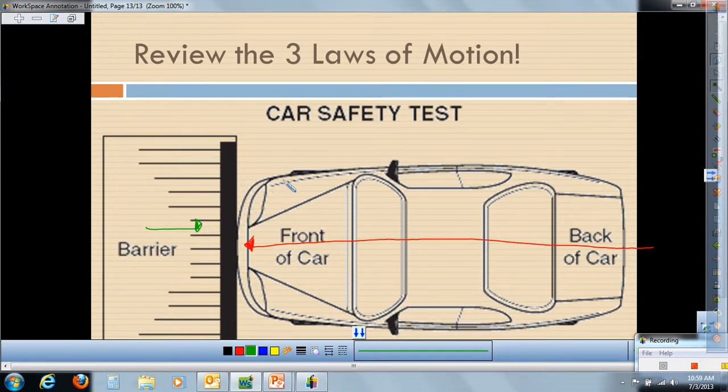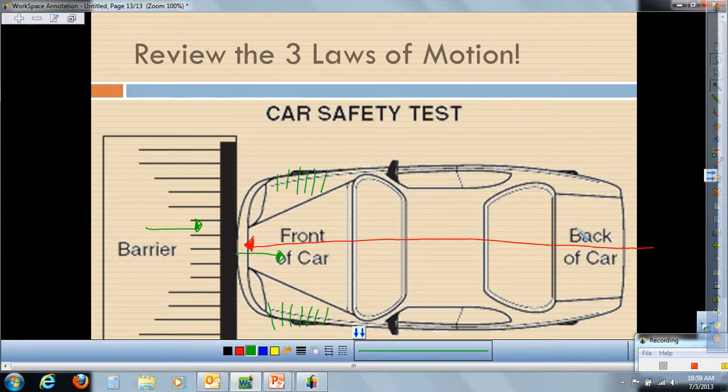Now, what's going to happen? Well, I'm pretty sure we've all seen the examples. All this part of the car is going to just collapse in, and that's by design. The design of that is to help with your safety. So, what will happen is the car's force meets the barrier's force.